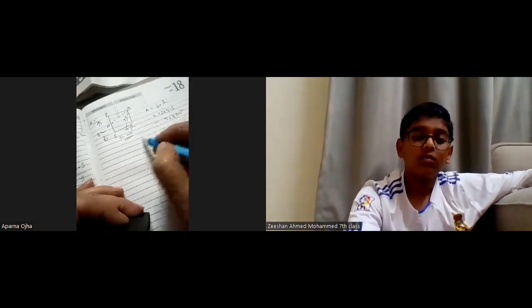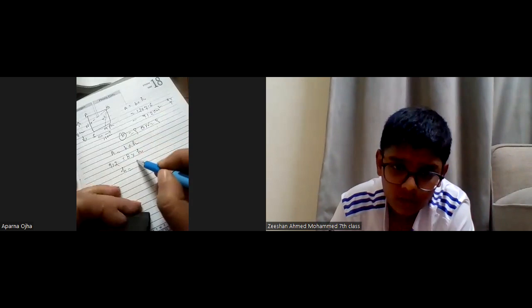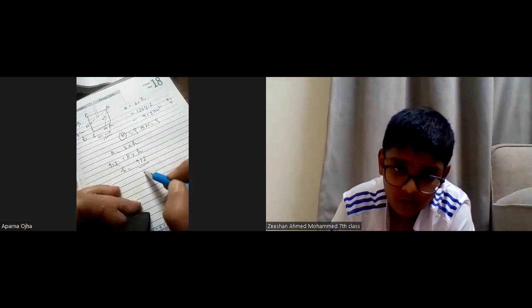In the second part, you have to find the value of QN also. This is the question. QN you have to find. This height you have to find. So you know which formula we have to write? Again the same formula. Area equals base into height. Base is how much? Base is given 8. Height you have to find. QN you have to find. And how much the area? Area is 912. So how much height is there? 912 divided by 8.